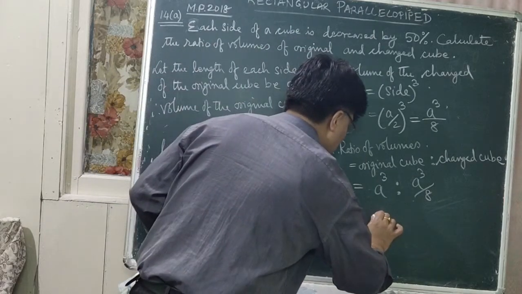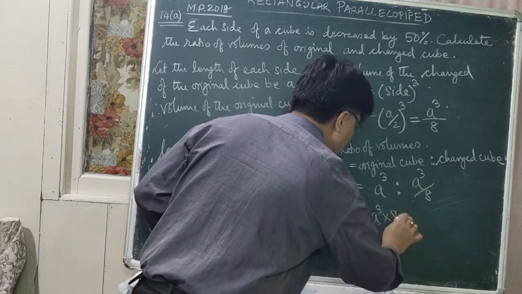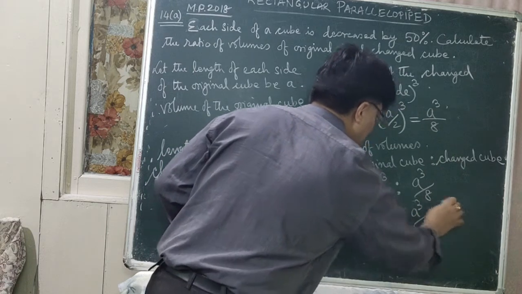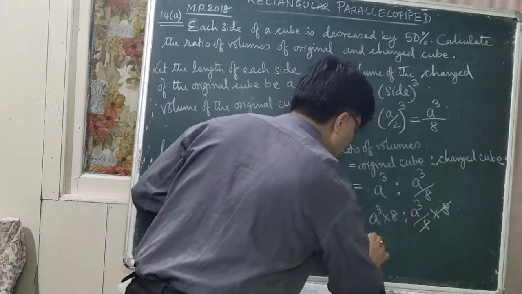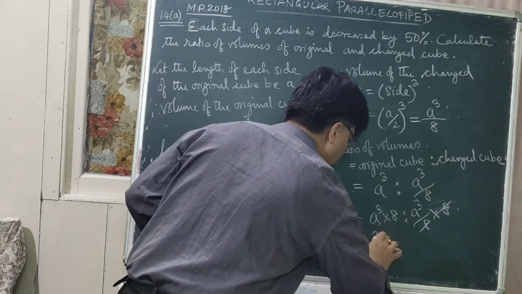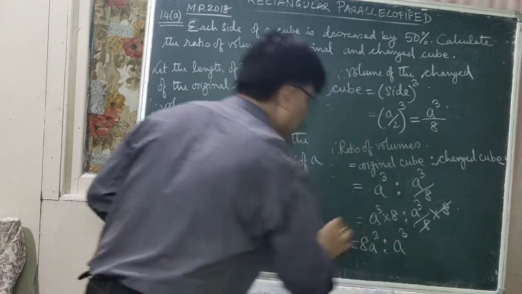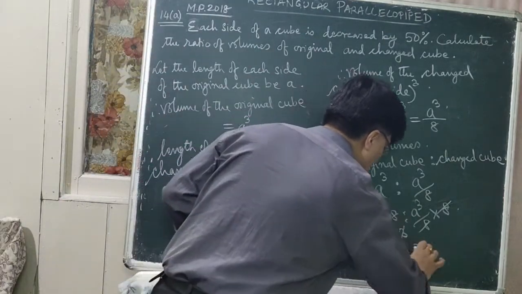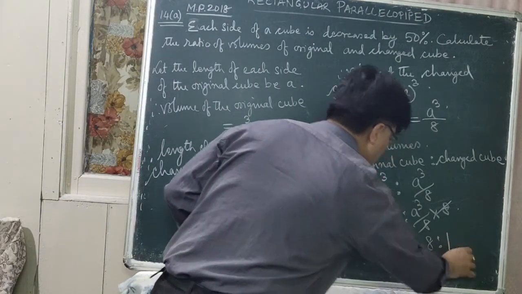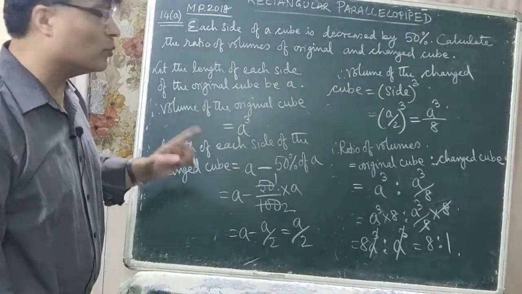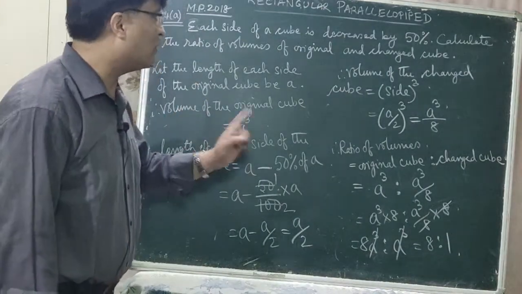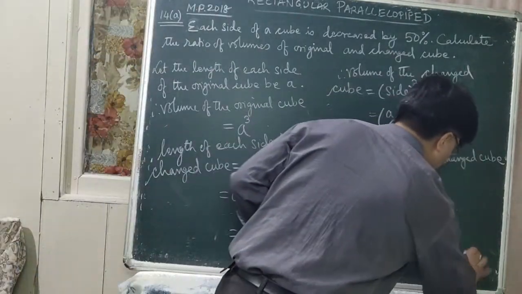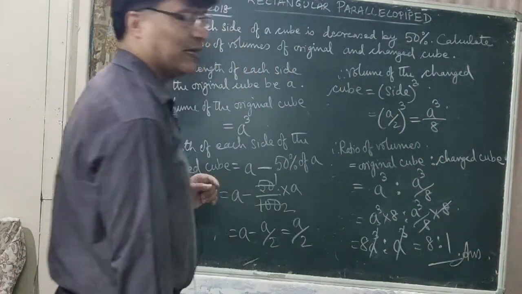So which is equal to a cube into 8 is to a cube divided by 8 into 8. So here 8 gets cancelled, which is equal to 8a cube is to a cube, right? So again this a cube and a cube will be cancelled. So which is equal to, what is the answer? That is your 8 is to 1. So what is the ratio of volumes of original and changed cube? It is 8 is to 1. So this is the final answer.